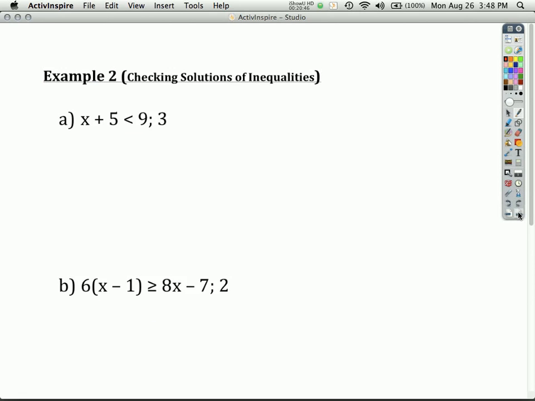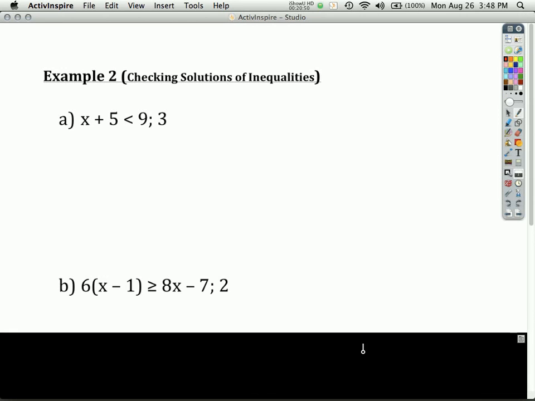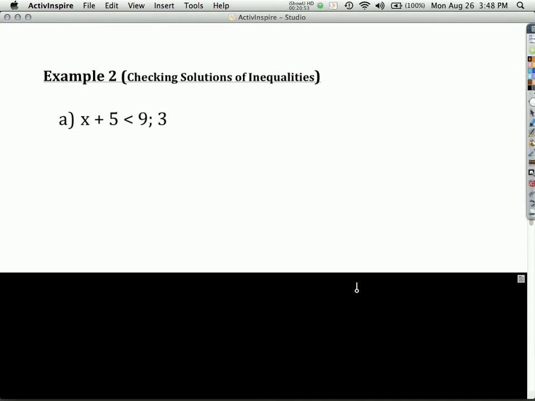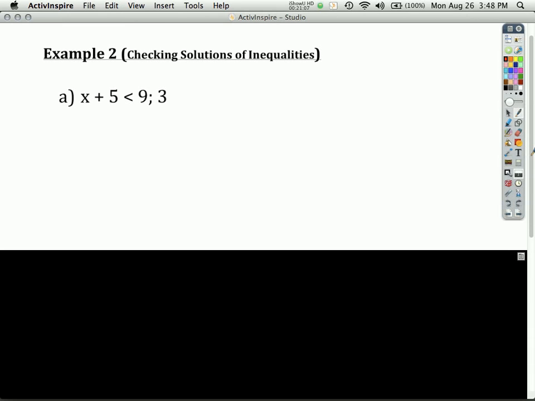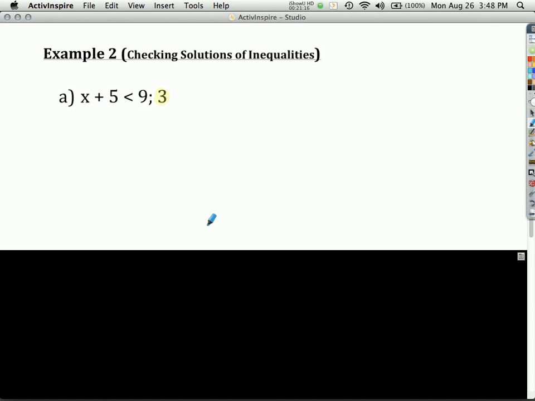Okay, so now let's apply the same principles to inequalities. I've been using the phrase true statement repeatedly on purpose. It's especially true now with inequalities. We're looking for true statements, but the problem is there can be many of them. So I'm proposing that 3 is one of the solutions to this inequality. I started with a very simple one on purpose.